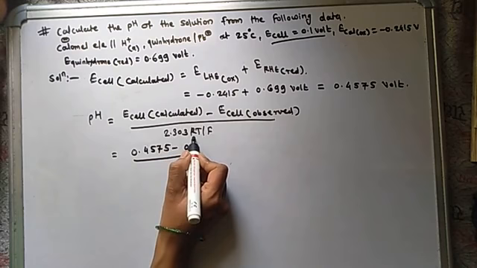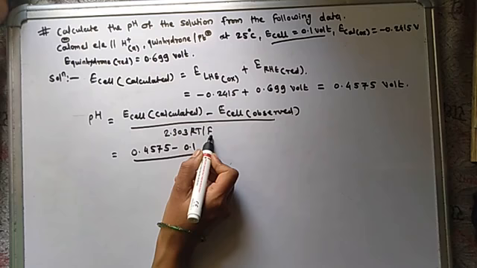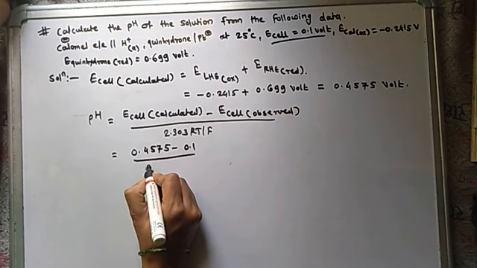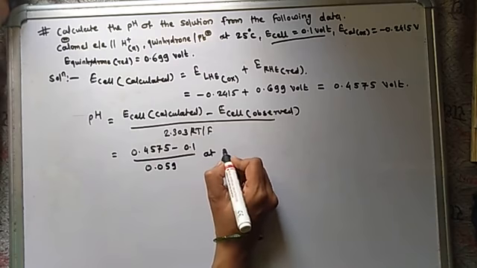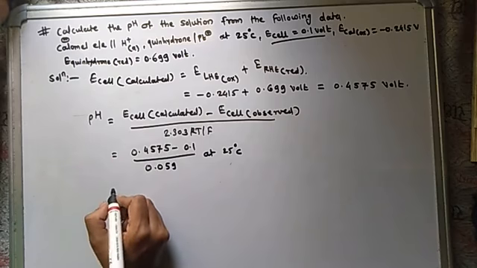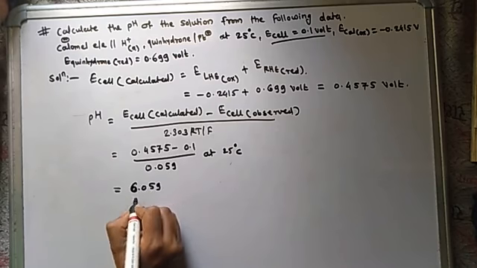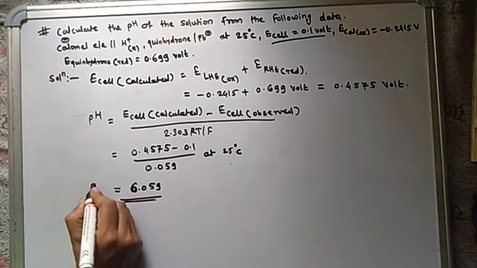Here R is the gas constant, 8.314, and T is the temperature in Kelvin at 25 degrees Celsius. F is Faraday's constant, 96500. Applying all these values, we get 0.059, and solving this at 25 degrees Celsius, we get the pH of this solution, which is 6.059.